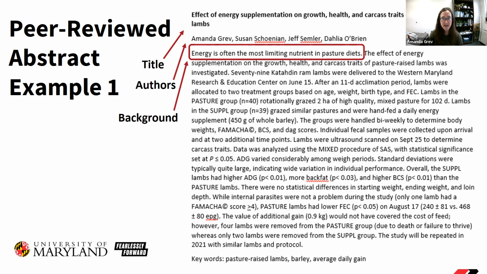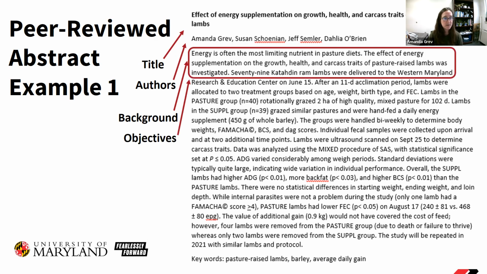Background. It's hard in an abstract to put in a lot of background. You don't have much space, right? So for this example, the background is literally one sentence: energy is often the most limiting nutrient in pasture diets. This is what we mean when you really have to be concise. You want to provide a little bit of context for the study, but you really do have to be concise about it. Objectives. Usually this is one sentence as well. In this case, the effect of energy supplementation on the growth, health, and carcass traits of pasture-raised lambs was investigated. So again, a short, concise objective statement.